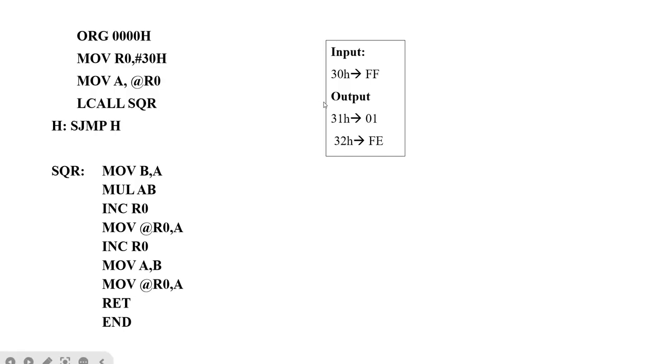So here we are taking the input as FF at 30H, and we should get the output as FE01. That is, the lower byte is stored at 31H and the higher byte is stored at 32H.